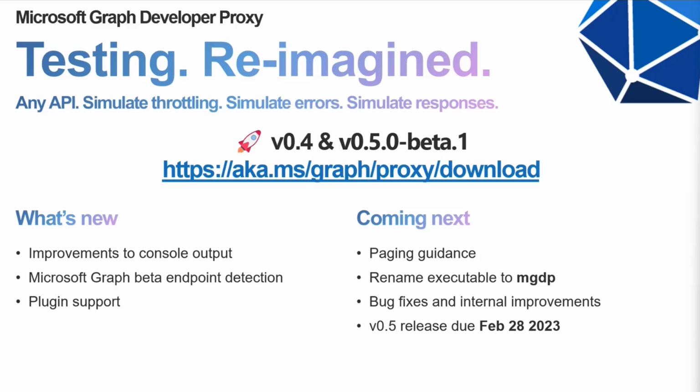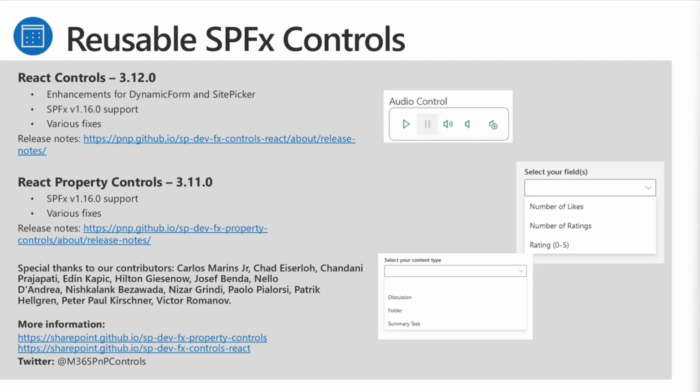Thank you. All right, we have a bunch of reusable controls that helps you speed up your SharePoint framework development. So we have updates with the React controls, and the React controls are the ones that you can embed in the body of your SPFx web parts. So we have the enhancement for dynamic form and site picker. We have added SPFx 1.16 support and various fixes, and you can find the release notes at the URL provided here.